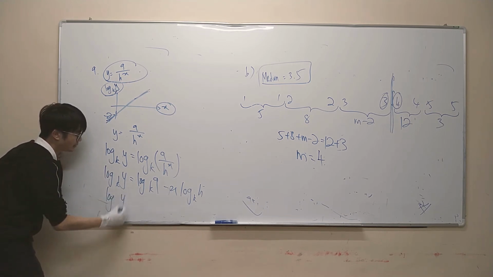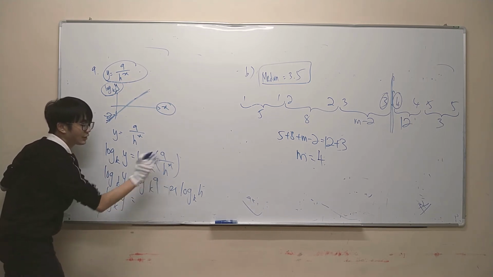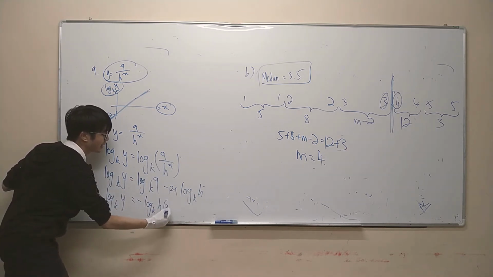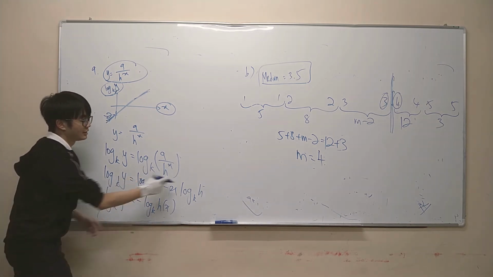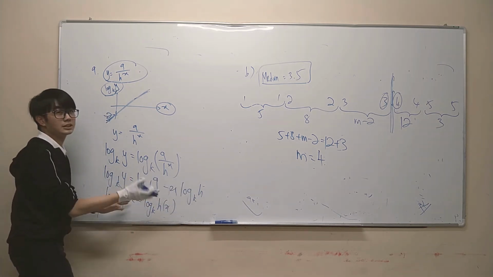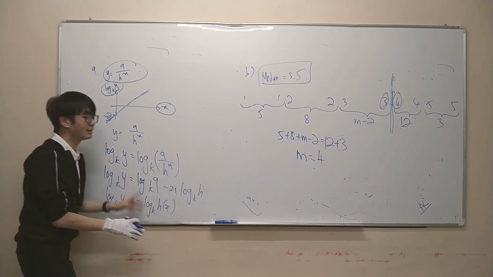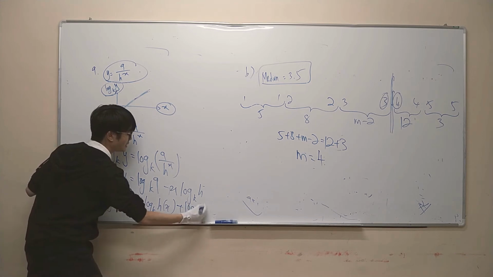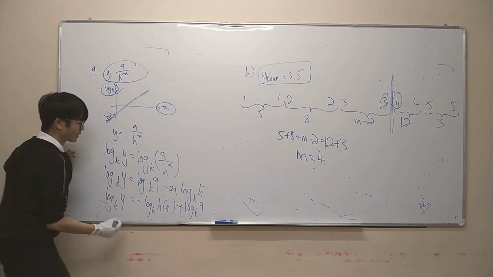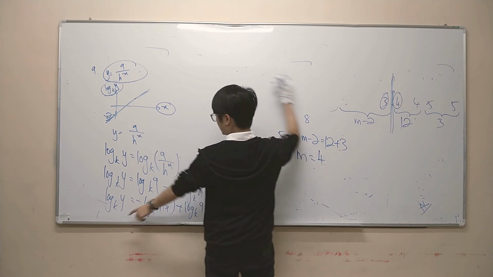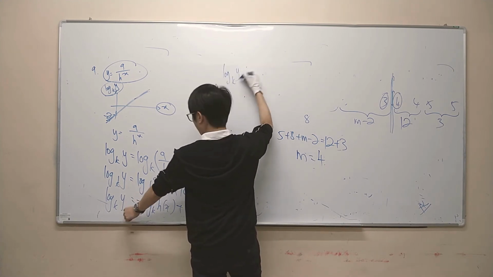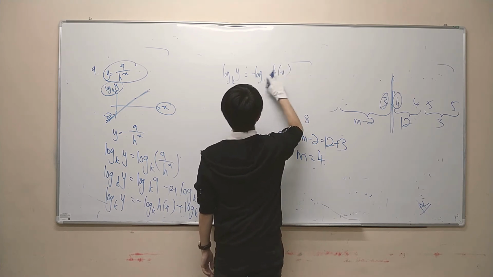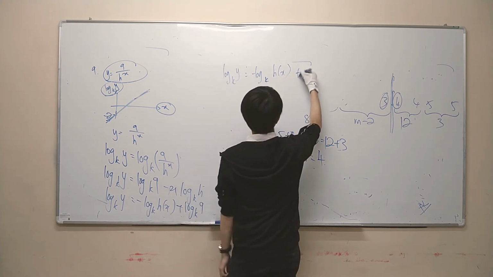So log y base k equals to, instead of writing negative x log h, I'll write negative log h base k times x. It's the same, okay? 3 times 6, 6 times 3 is the same. I just place this one here. Why? Because I want it to be y equals mx plus c, plus log 9 base k. So log y base k equals negative log h base k, and then times x plus log 9 base k.